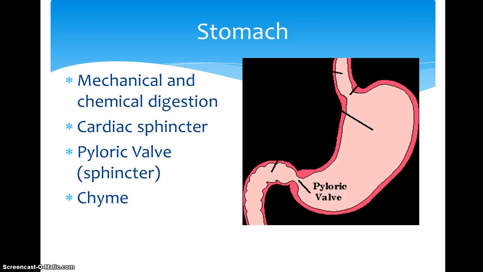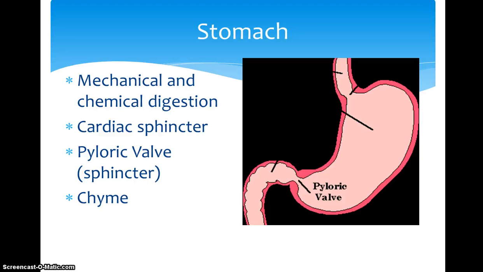Now flip the page and let's move on to the stomach. The stomach is responsible for both mechanical and chemical digestion. Again, mechanical means something's physically being done to mix the food around, and chemical would be the result of enzymes or chemicals being released. First, we want to talk about two different sphincters that control what goes in and out of your stomach. A sphincter really just means a circular muscle that kind of opens and closes.